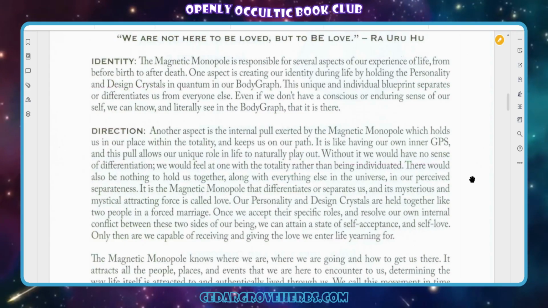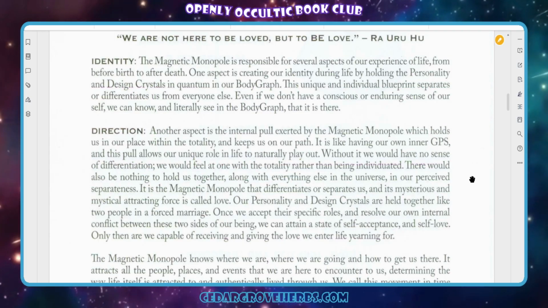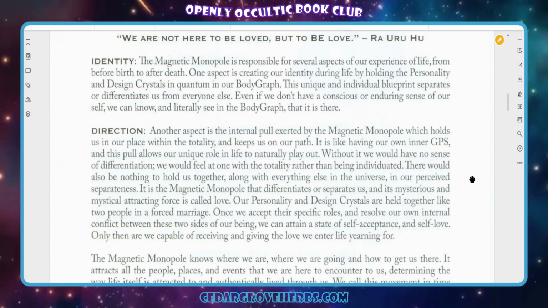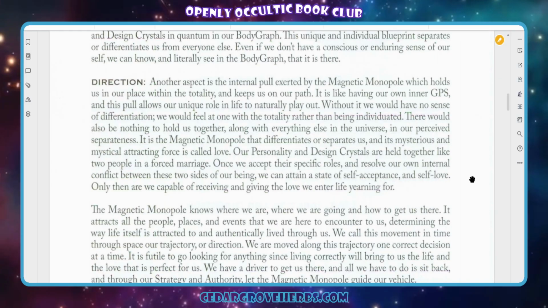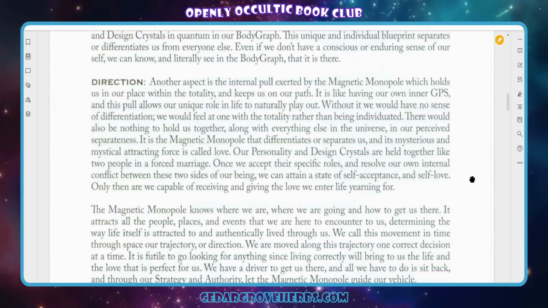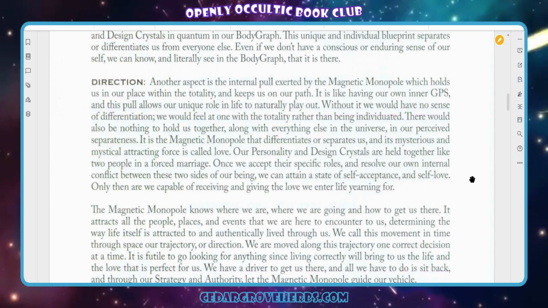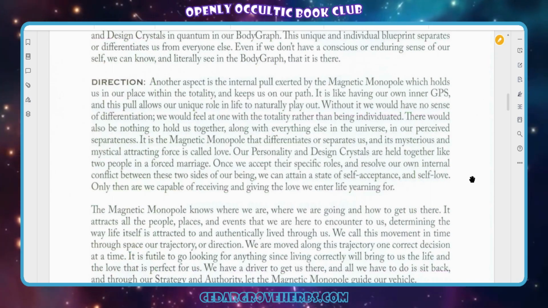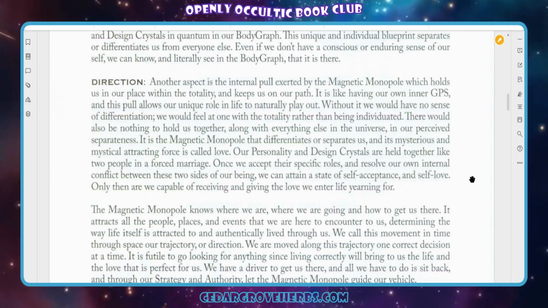Direction. Another aspect is the internal pull exerted by the magnetic monopole, which holds us in our place within the totality and keeps us on our path. It's like having our own inner GPS, and this pull allows our unique role in life to naturally play out. Without it, we would have no sense of differentiation. We would feel at one with the totality rather than being individuated. There would also be nothing to hold us together, along with everything else in the universe, in our perceived separateness. It is the magnetic monopole that differentiates or separates us, and its mysterious and mystical attracting force is called love.